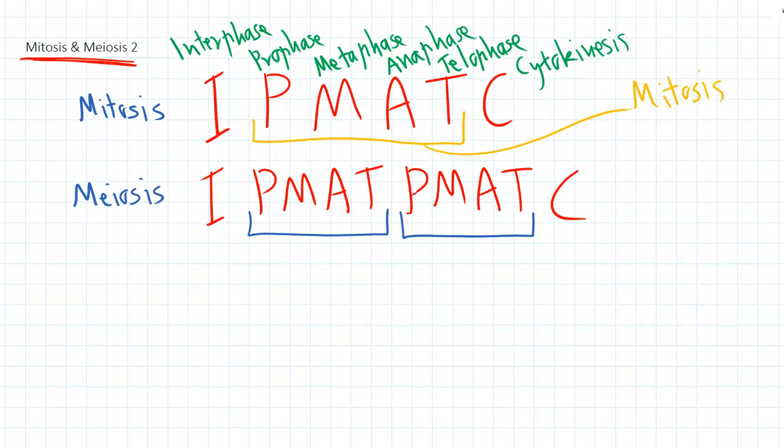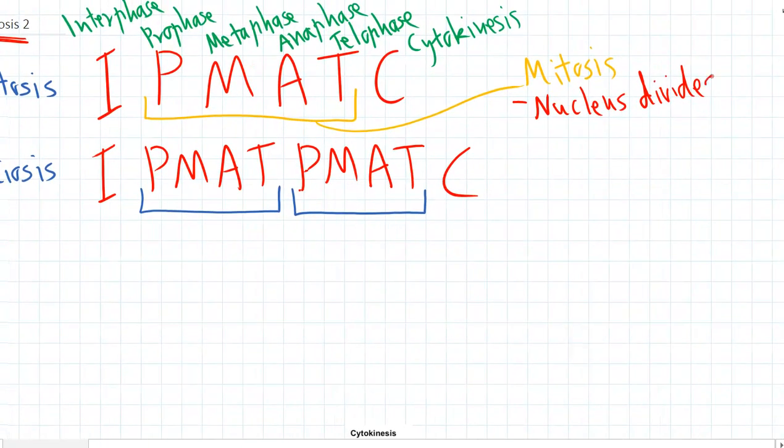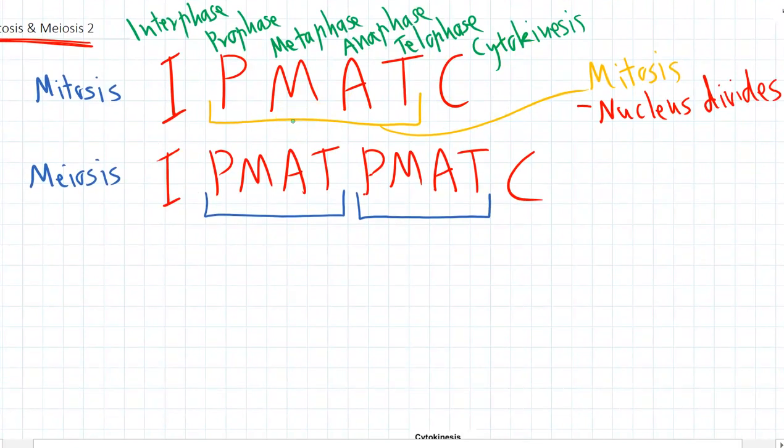Because technically, mitosis is just division of the nucleus. So the nucleus of the cell needs to copy its DNA, and it needs to separate DNA into two new daughter cells. And so technically, mitosis is just the nucleus dividing. The nucleus divides. But the overall process we can call mitotic cell division. So it's cells dividing using mitosis.